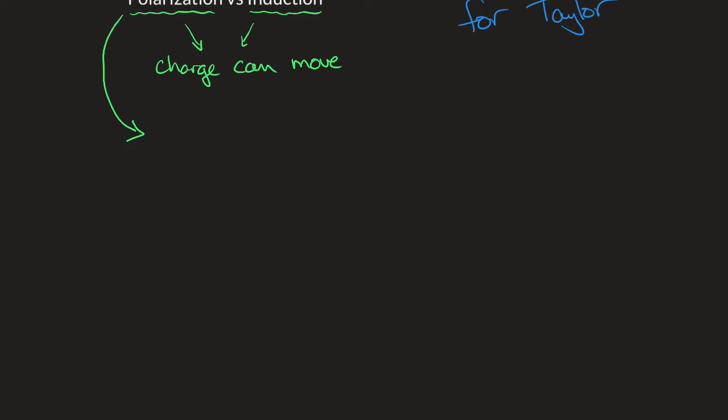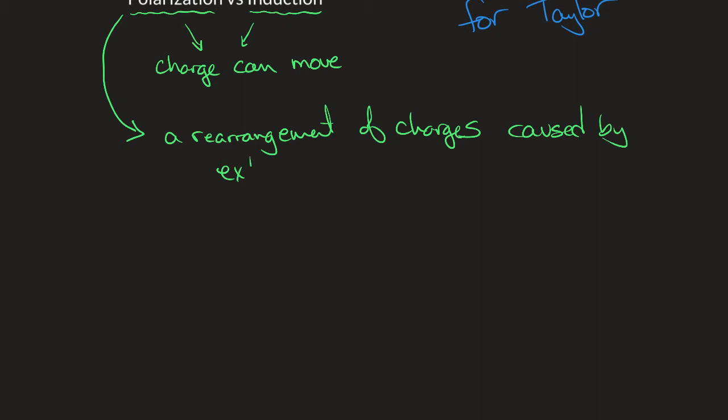in which there is a rearrangement of charges caused by an external charge. And what that means is there's an external material, maybe it's a wand or maybe it's a balloon, and it's near some kind of conductor or even an insulator, and its presence. So say this is a balloon that's been rubbed on fur and it's negative, right? There's negative charges on this balloon.